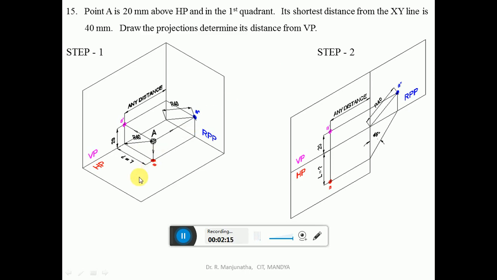Why? Because the point is in front of VP, so obviously it should be in front of RPP. But he has not given any distance with respect to the profile plane, so we can take any distance from the profile plane. We can place this A dash and A, or this point in space, at any distance. That is the reason why we have mentioned it as any distance here. But the shortest distance, when we look from the left side view, we can see in the profile view here. So this is how we get this distance.